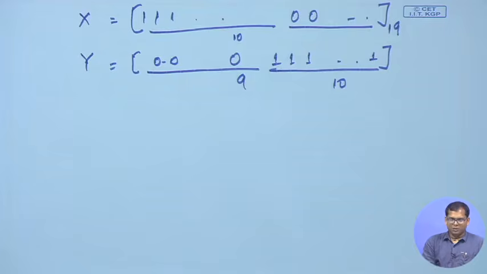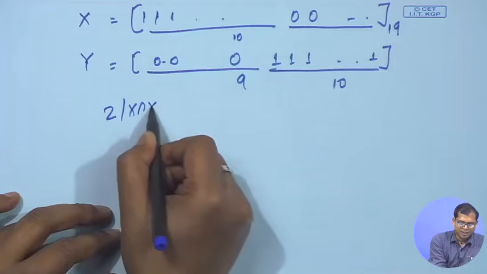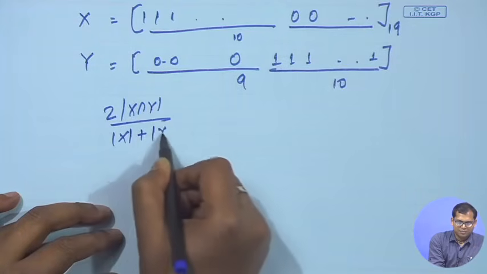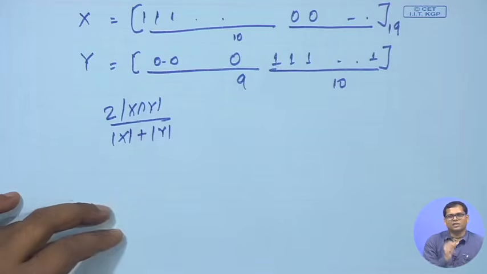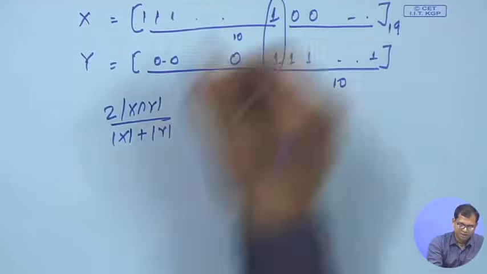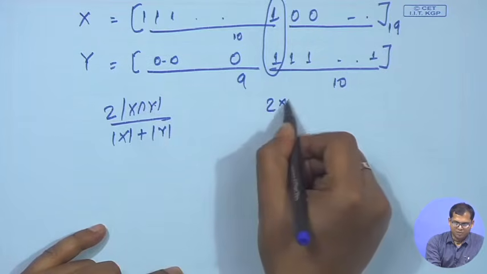Okay. So now I have two vectors x and y, and I want to compute the similarity between these two vectors. So suppose I am using Dice coefficient. The formula is 2 times x intersection y divided by length x plus length y. So this is the length of x intersection y. Now what is x intersection y? That is only one element, okay. So x intersection y has only one element, that is 1. So this will be simply 1, 2 times 1.